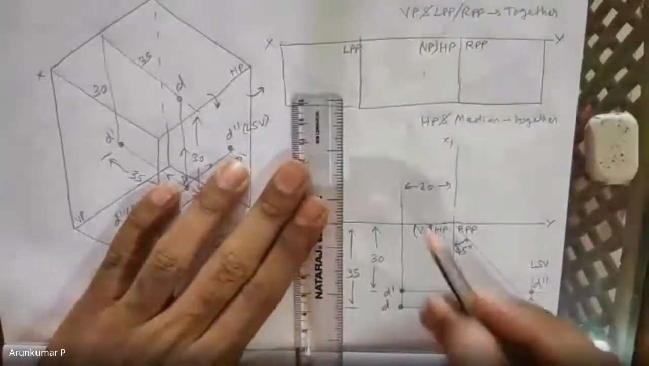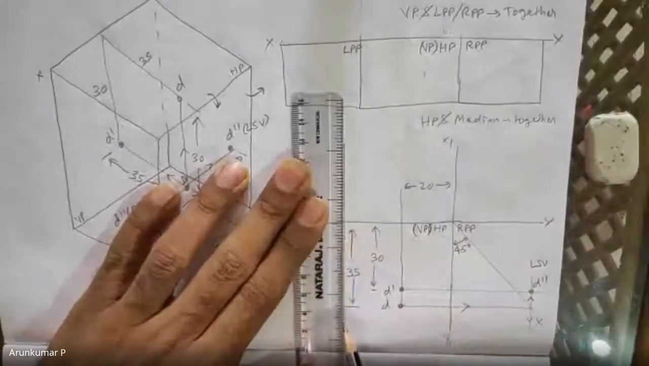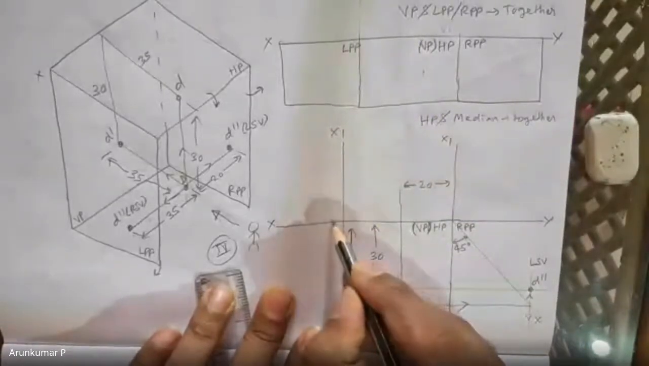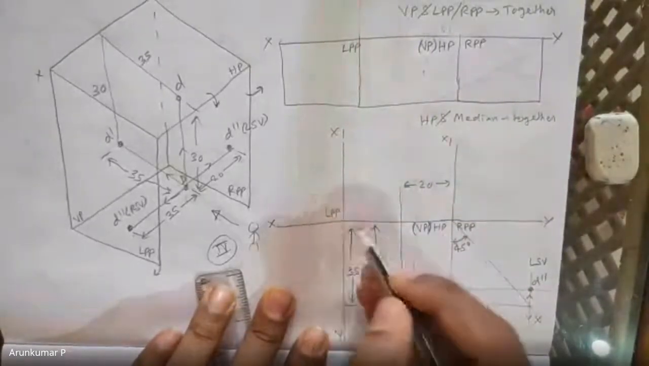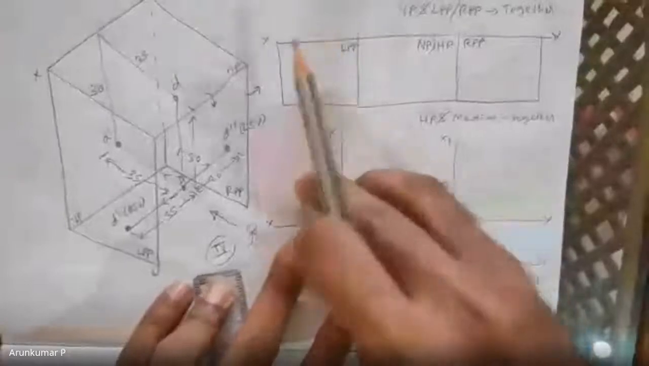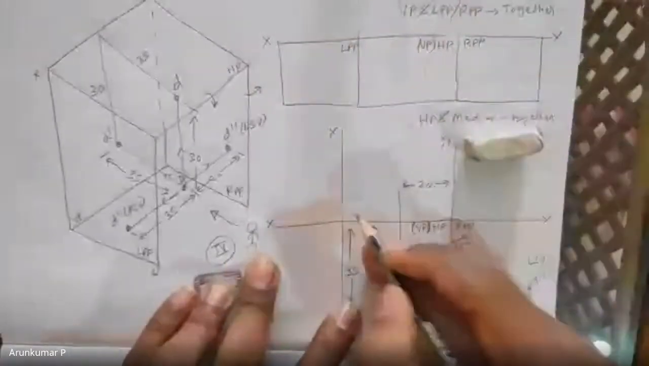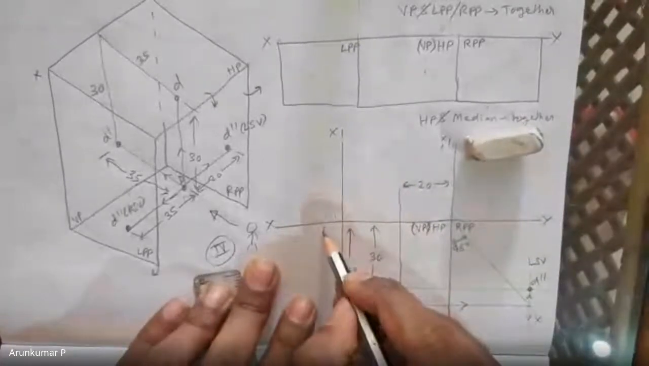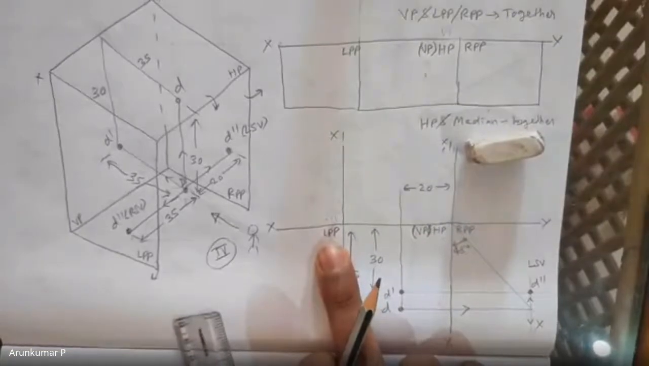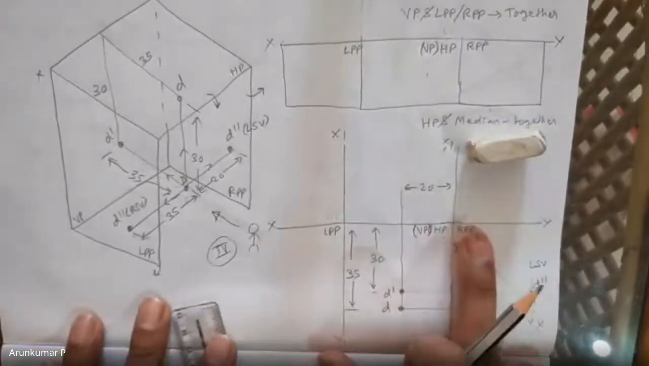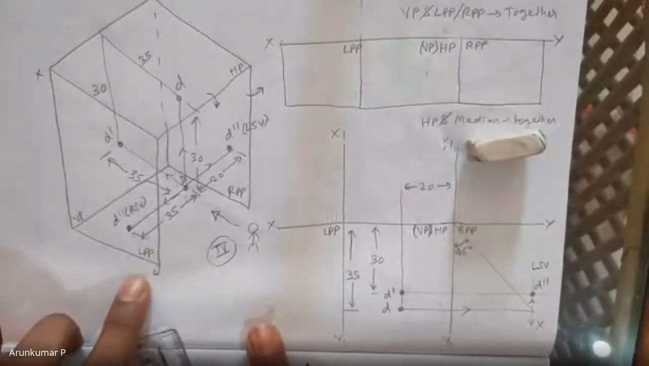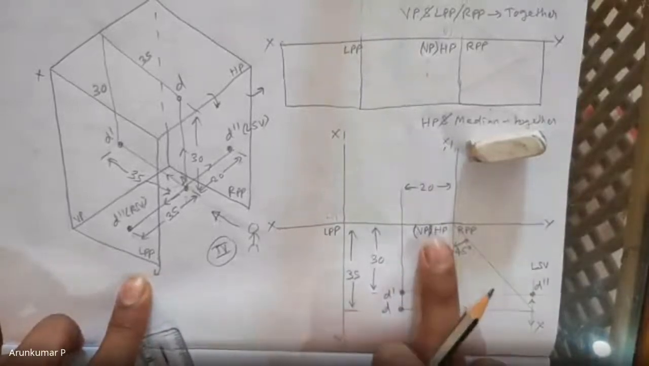Next, just to complete the problem, the same X1 Y1 line, we have the left profile plane to the left. Okay, sorry, it won't be here, it will be below. LPP beside VP. Just like you had RPP to the right, we'll have LPP to the left. So you have rotated LPP in the clockwise direction by 90 degrees. So it will be beside the vertical plane.